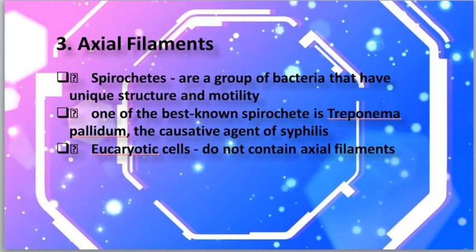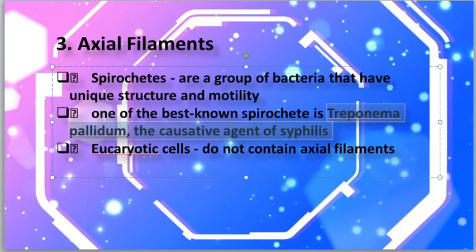When you say spirochetes, these are a group of bacteria that have a unique structure and motility. One of the best known spirochetes is your Treponema pallidum, the causative agent of syphilis. Now, ano yung syphilis? I think narinig nyo na ito. This is a very common disease. This is actually a sexually transmitted disease. So you can get syphilis through sexual contact, a bacterial infection that is spread by sexual contact.